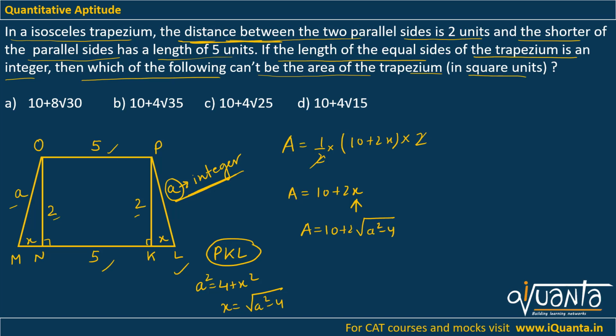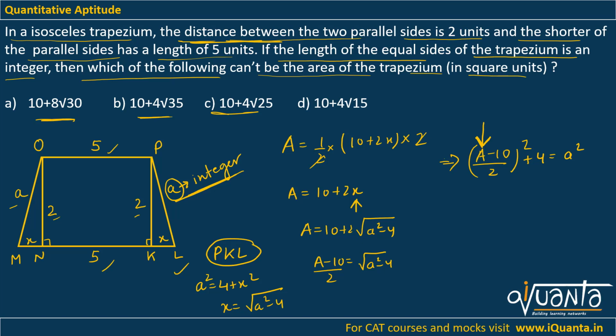I can further write it as area minus 10 upon 2 equals root A square minus 4, which can further be written as, if I square the LHS, then I'll be getting (area minus 10 by 2) square plus 4 equal to A square. Now we have to check what is the possible area of this trapezium. So now this capital A is area, so we'll put all the options into this and check for which area we get an integer value of A.